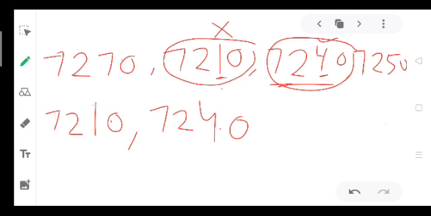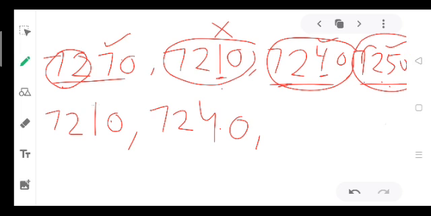Now comparison left between these two, 7270 and 7250. Thousands and hundreds are same. We will check only their tens place digit. Here 70, 50. So which one is smallest? 5 tens are smallest. The number which contains 50 is smallest. So 7250 we have written. And what left now?